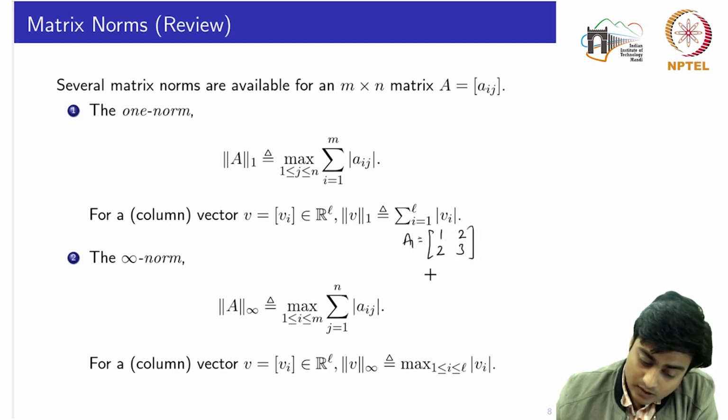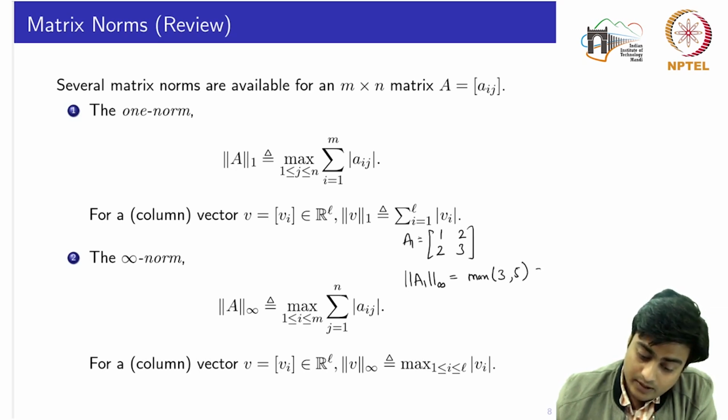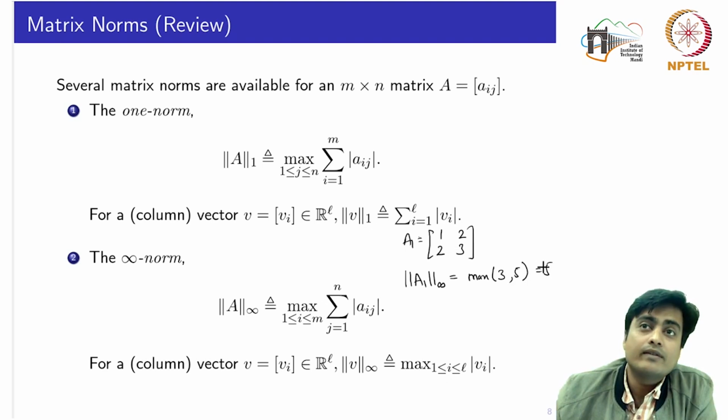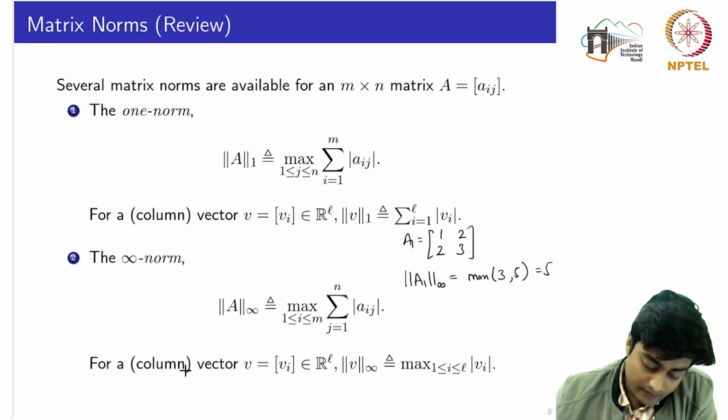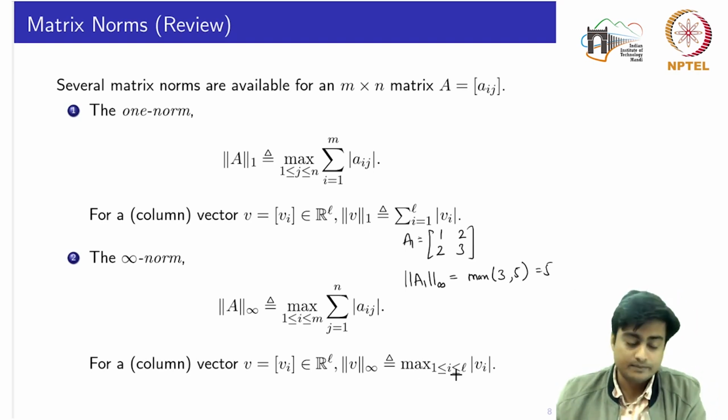2 3. So the infinity norm of this matrix A1 is basically given by the maximum of summing along the rows. So here 1 plus 2 would become 3 and 2 plus 3 become 5. So the value would be given by 5. Okay. Now if we have a column vector, then the infinity norm of that column vector is basically the maximum element of that vector, which is given by this one, because here we don't have the second column to sum up the elements.